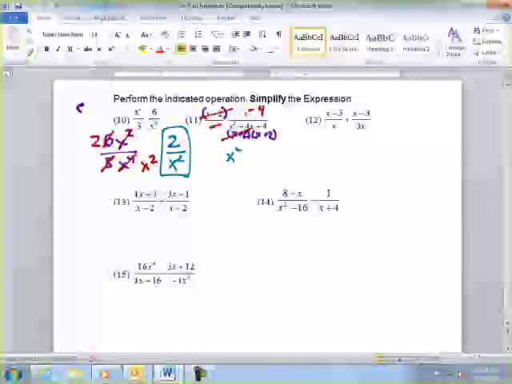The leftovers after that are x to the 4th on top and an x plus 2 on the bottom. We cannot reduce out one of those x's because that x plus 2 can't be split. Questions?